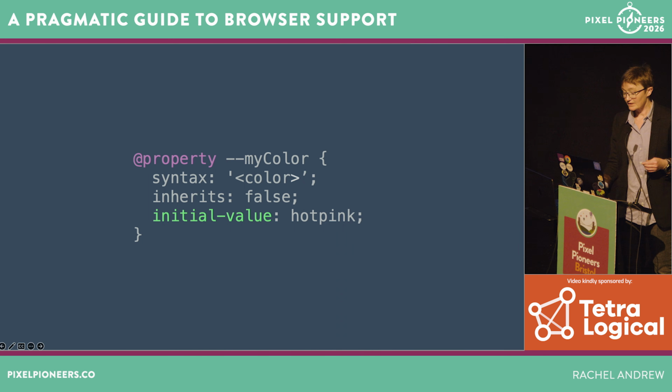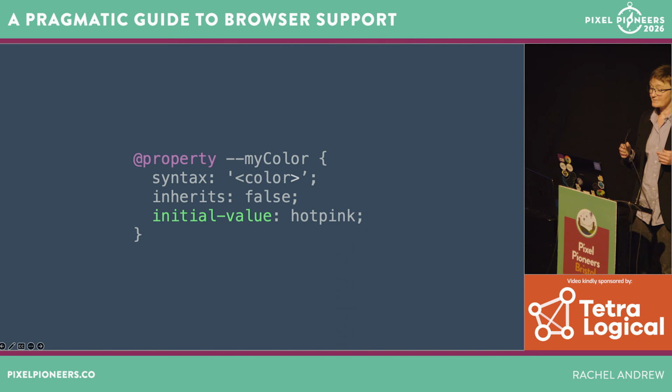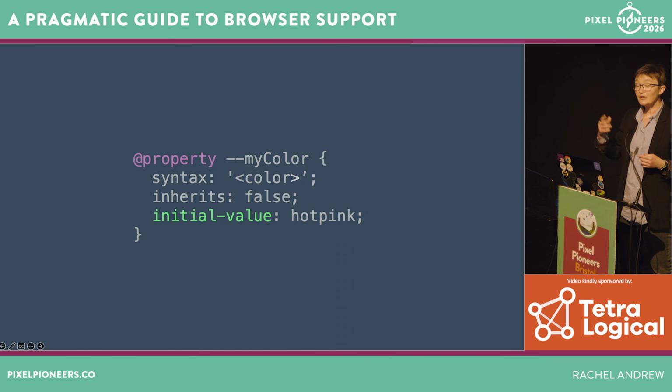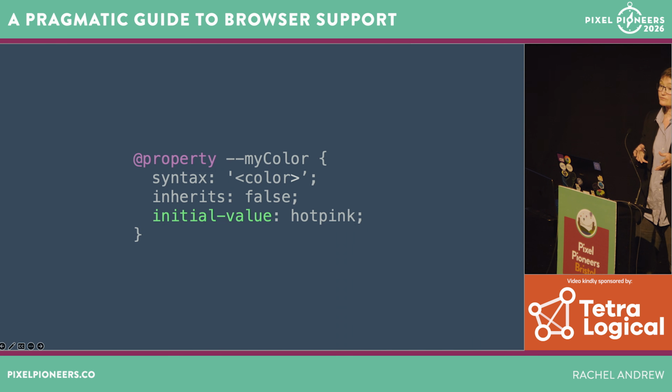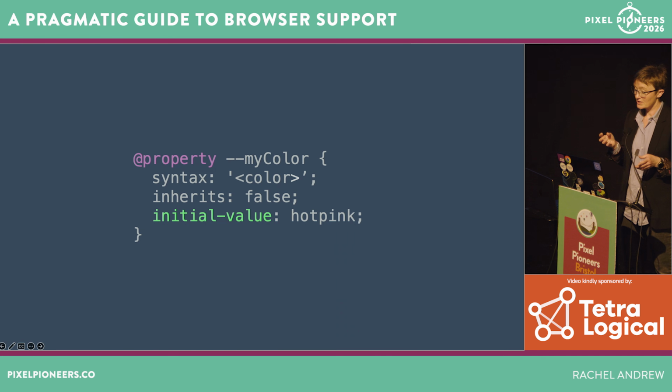And they're pretty cool because they let you set the allowed type, initial value, and inheritance on custom properties, which means that if the property, in this case, my color, is used with an incorrect type, so someone puts a number in there, the value gets thrown away because it's invalid, and the initial value is used instead. So it can make use of CSS custom properties much more robust.